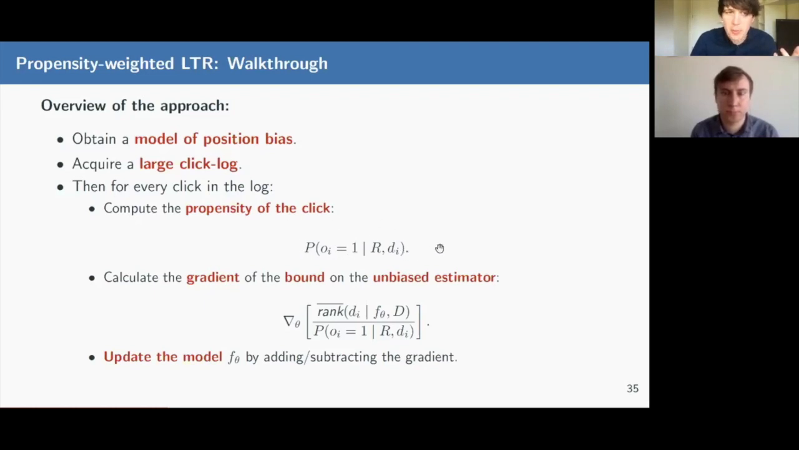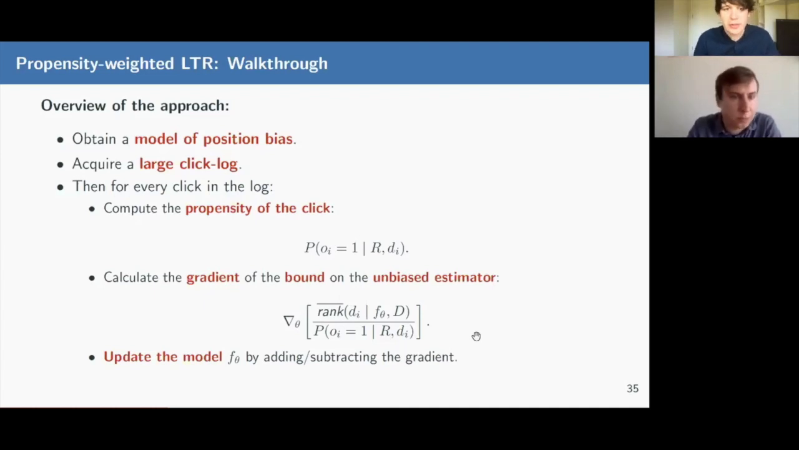So using your model of position bias, how likely was a user to examine this document? And then based on that propensity, you can then use the IPS estimator to calculate the gradient of a bound on that unbiased estimate. So as I've shown before, for ARP, you can upper bound the rank and then reweigh it according to the propensity score, and then update your model by adding or subtracting this gradient. And repeating that process will optimize the unbiased estimate of performance.